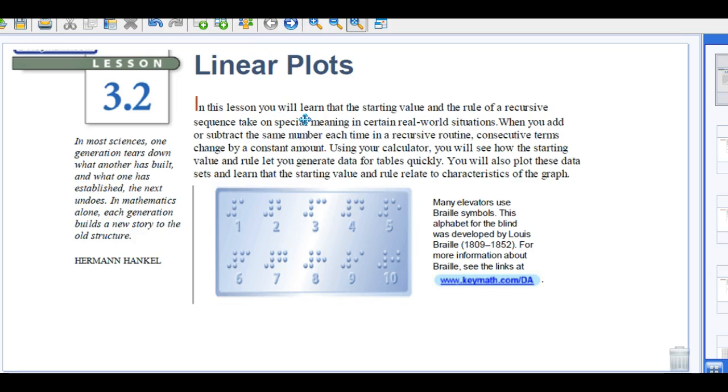In this lesson, you will learn that the starting value and the rule of a recursive sequence take on special meaning in certain real-world situations. When you add or subtract the same number each time in a recursive routine, consecutive terms change by a constant amount. Using your calculator, you will see how to use the starting value and the rule to generate data for a table quickly. You will also plot data sets and learn that the starting value and rule relate to the characteristics of the graph.